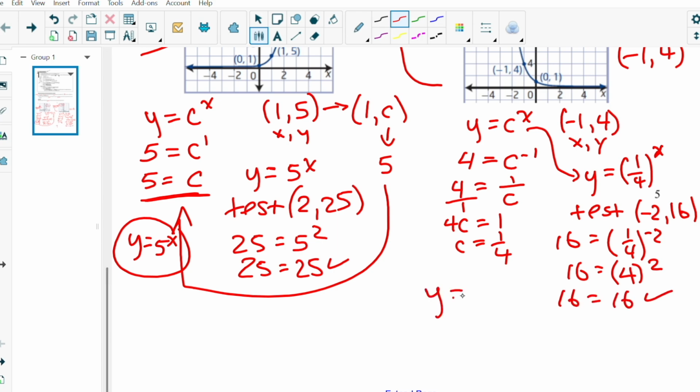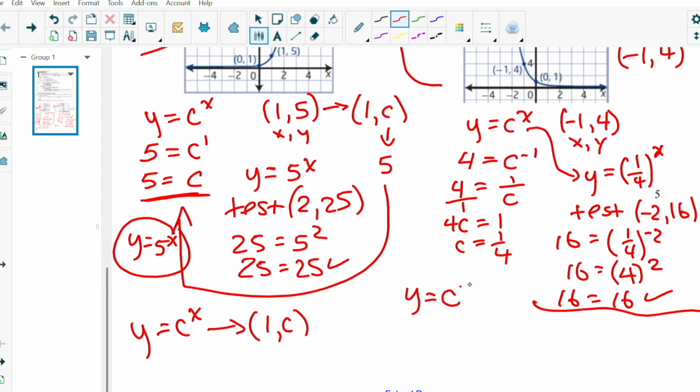The other way we can think about this is y equals c to the x. If I have negative 1 for y equals c to the x, right? We know (1, c) is how we form our equation and find the value for c. For exponential decay, instead of this, we know exponential decay has to show a negative exponent, right? So if we take (-1, 4), instead of positive (1, c), we're going to look at (-1, c), okay?